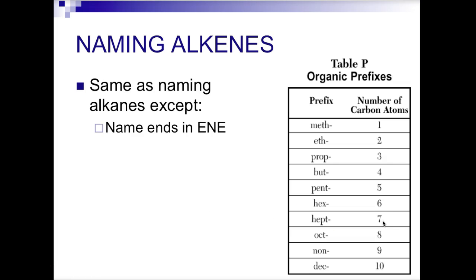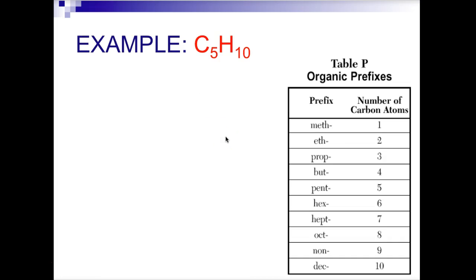So when we name these alkenes, what we do is we name them the same way we name the alkanes. So we use our prefixes to tell us how many carbon atoms we have in our compound. Then at the end, we add ENE, and that tells us that there's a double bond in that structure. So let's look at this example.